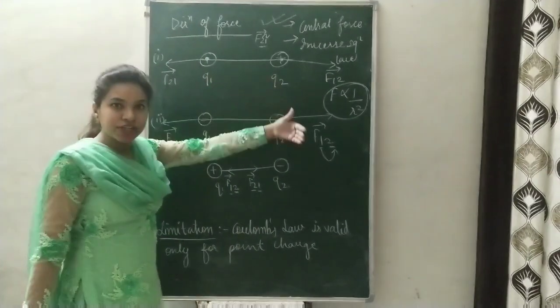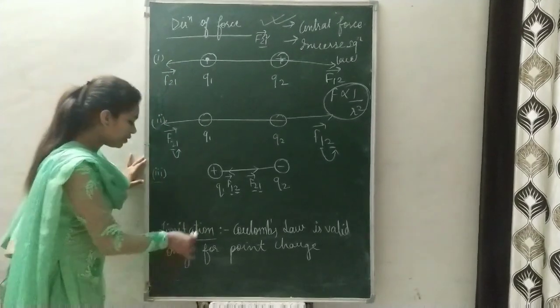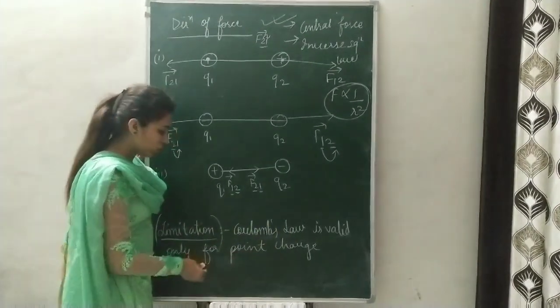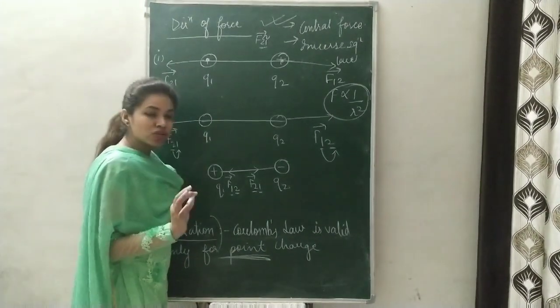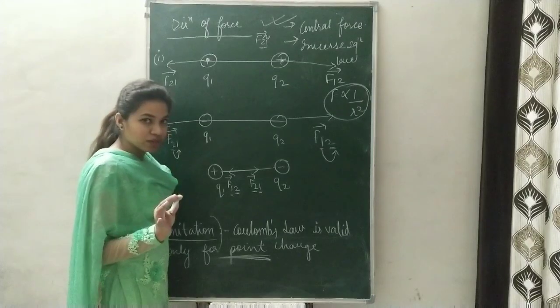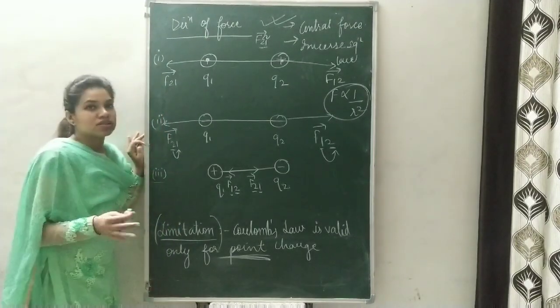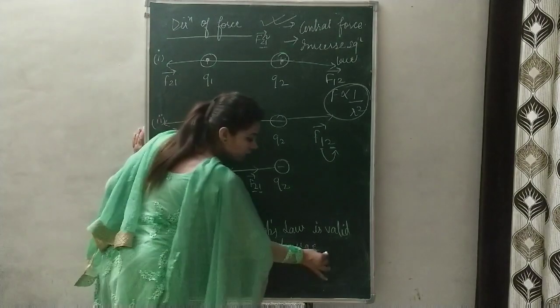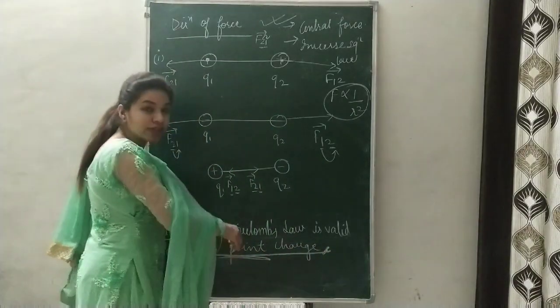This force is attractive or repulsive. Now the limitation of this: Coulomb's law is valid only for point charges. It means it is valid up to the microscopic level, not at the macroscopic level. It is valid for point charges, not for continuous charges. In the next lectures we will discuss continuous charge distributions and so on. So it is valid only for point charges.